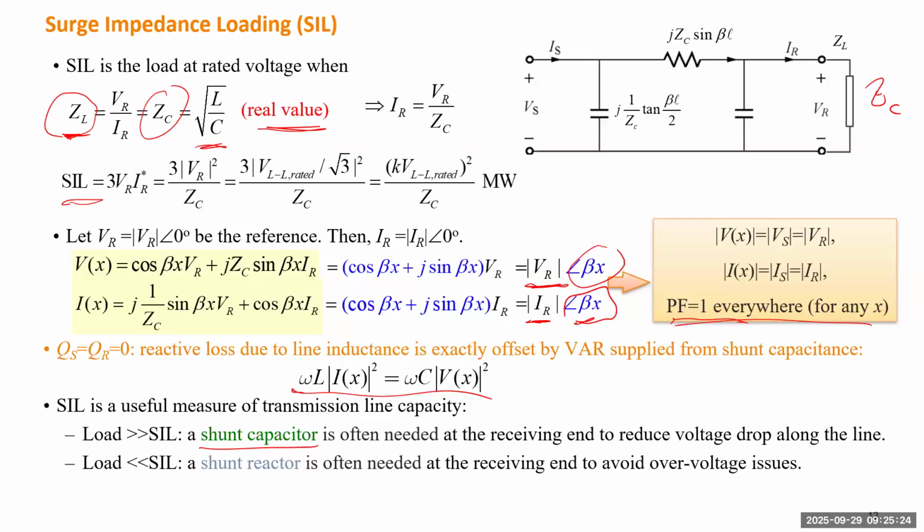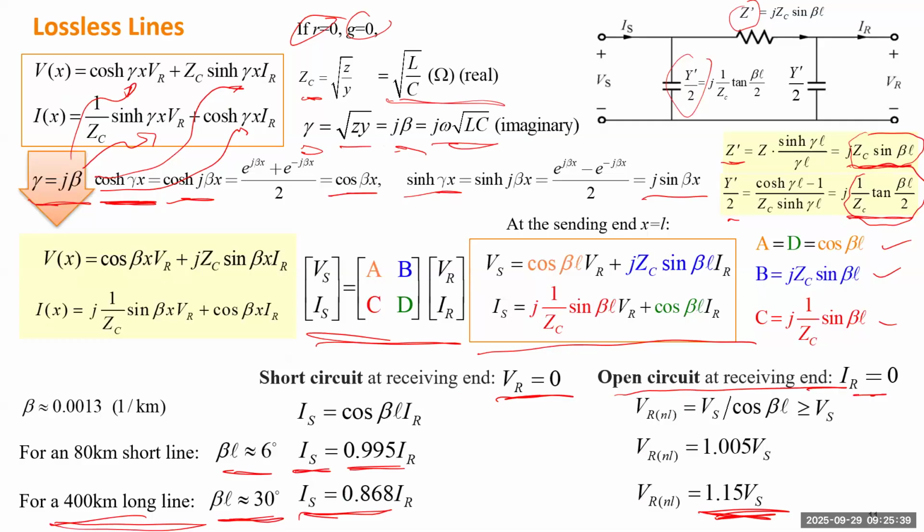On the other end, if the load is much smaller than the surge impedance load, you may need to have a shunt reactor to limit the overvoltage of the line. That actually explains what happened on this slide. When you have an open circuit, which means the load is equal to 0, and the line is very long, the voltage will be much higher than the source voltage. So you need to add a shunt capacitor to limit the voltage.